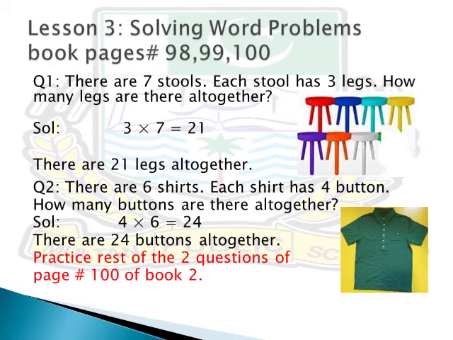Lesson 3, solving word problems. Book pages 98, 99 and 100. There are 7 stools. Each stool has 3 legs. How many legs are there altogether?